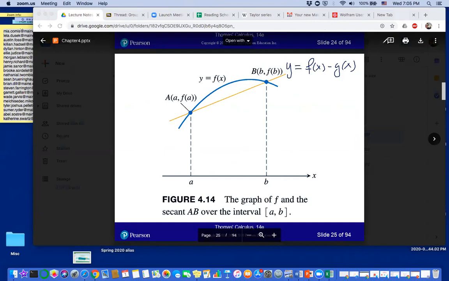Okay, let me point something out. What is g of a? g of a is the same as f of a. Do you see this? It has this value because the yellow line goes through this point. g of b is f of b. So these two functions have exactly the same value at a and at b. So what happens if you subtract them?